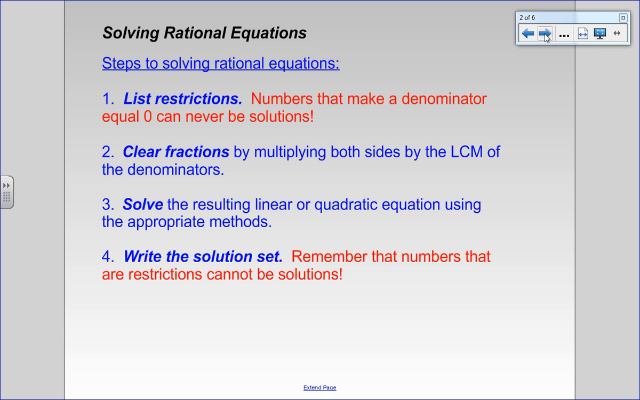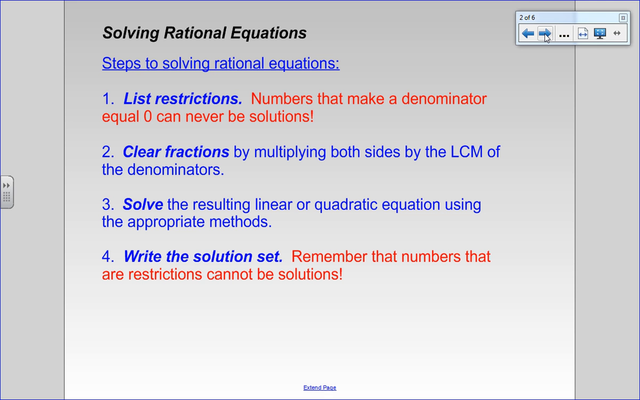Let's quickly describe the steps to solving rational equations, and then we'll look at some examples. There are 4 basic steps. The first step, which is extremely important, is to list restrictions for the equation. We must remember that numbers that make a denominator equal to 0 can never be solutions of our equation.